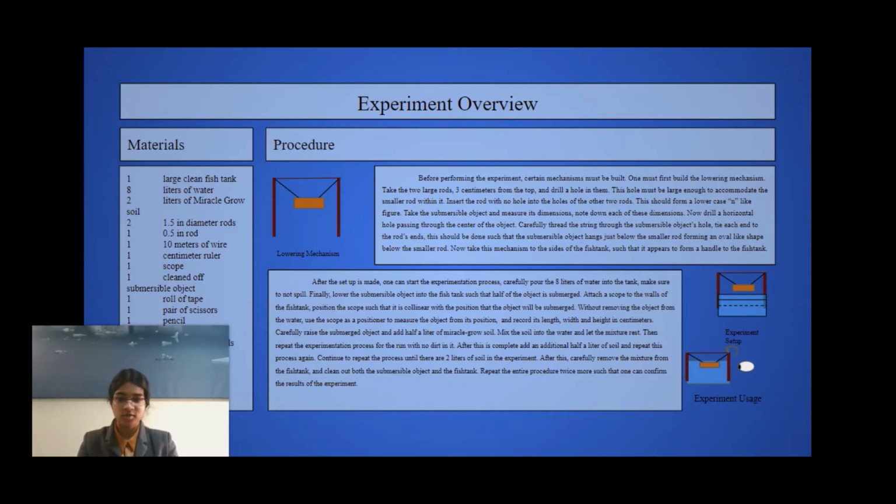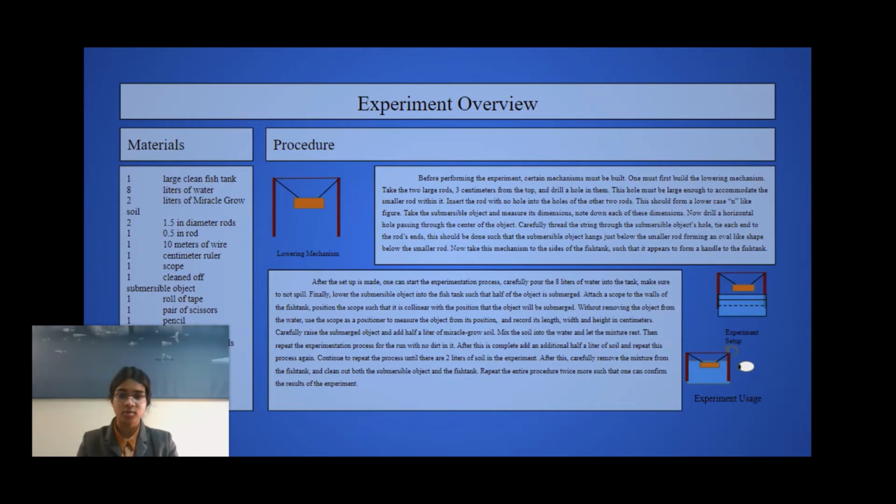Using a scope, I took measurements from the sides of the fish tank of the copper pipe. The scope's purpose was to ensure that my eyesight was in line with the object, and therefore when I took measurements using a ruler, I was getting the measurements from the same angle.